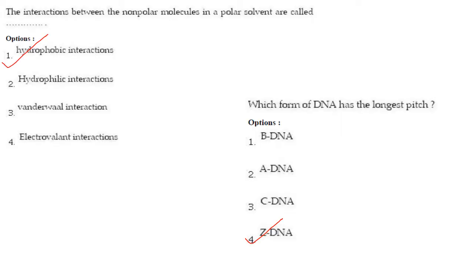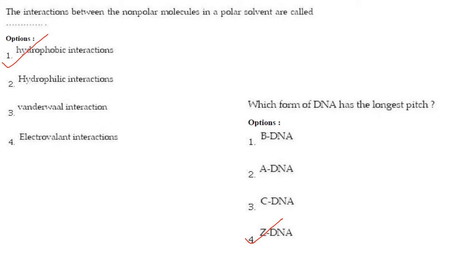Coming to the first question, the interactions between the non-polar molecule in a polar solvent are called: option 1 hydrophobic interaction, 2 hydrophilic interactions, 3 van der Waals interactions, 4 electrovalent interaction. Answer is option 1 hydrophobic interactions.